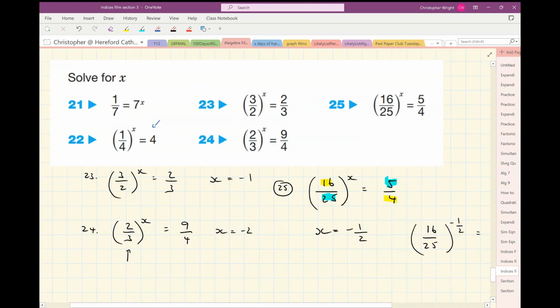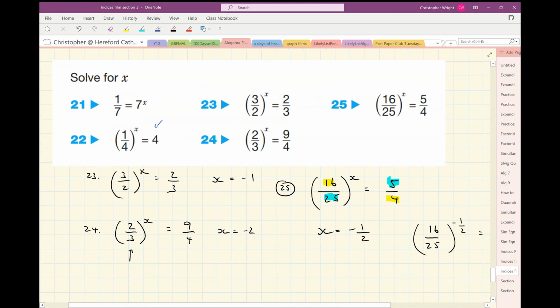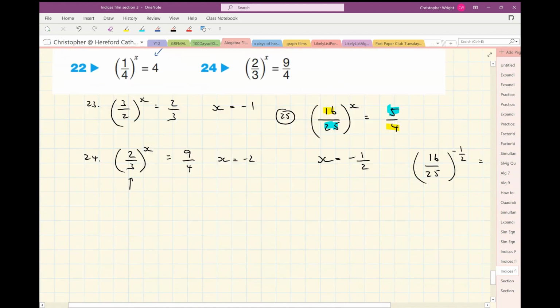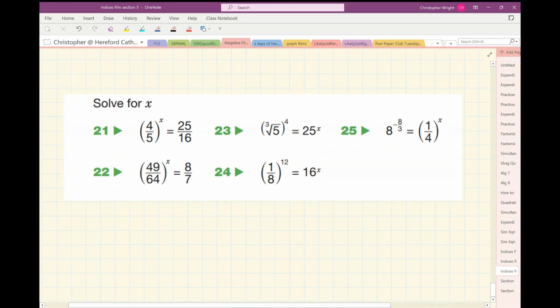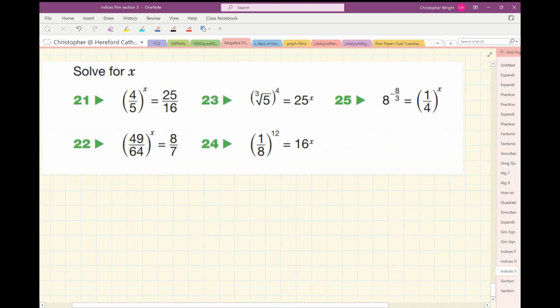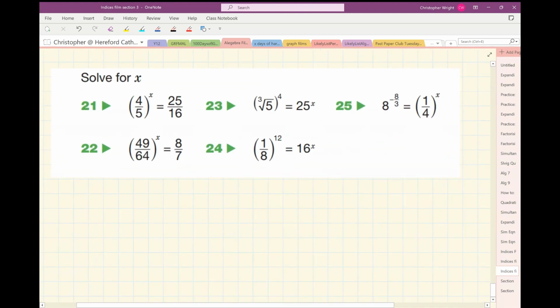Okay, so those are those easier equations there, solving for x. Let's have a look at these more difficult ones. Right, there are 5 questions here. You might want to pause and have a go, and then watch me, or watch me do a couple, and then pause and have a go at the rest yourself.